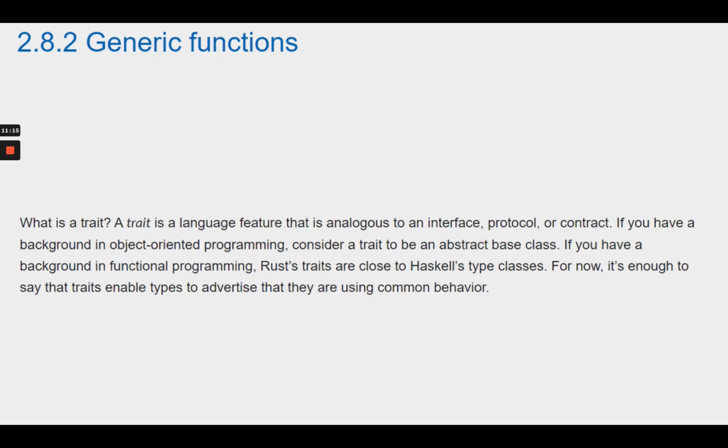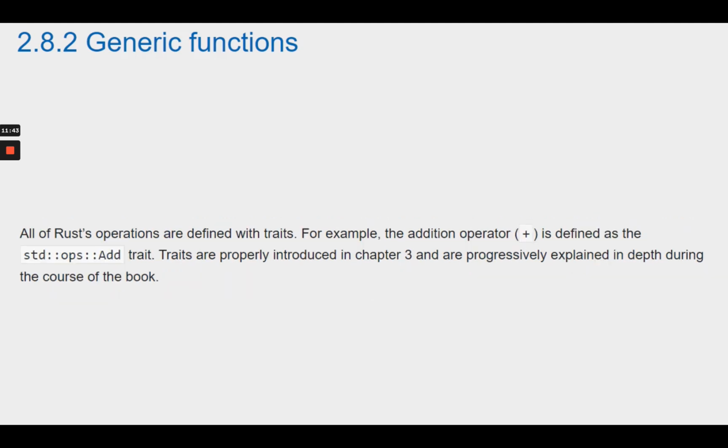What is a trait? A trait is a language feature that is analogous to an interface, protocol, or contract. If you have a background in object-oriented programming, consider a trait to be an abstract base class. If you have a background in functional programming, Rust's traits are close to Haskell's type classes. For now, it's enough to say that traits enable types to advertise that they are using common behavior. All of Rust's operations are defined with traits. For example, the addition operator, plus symbol, is defined as the std::ops::Add trait.